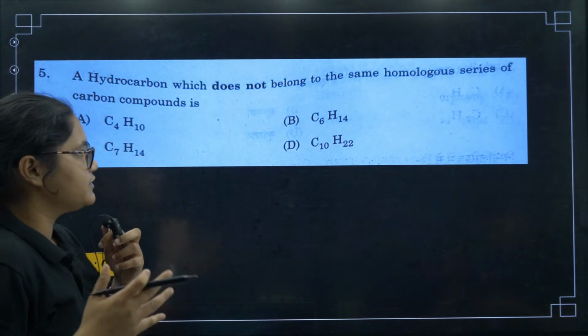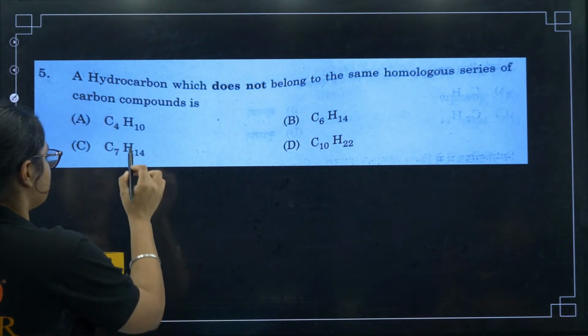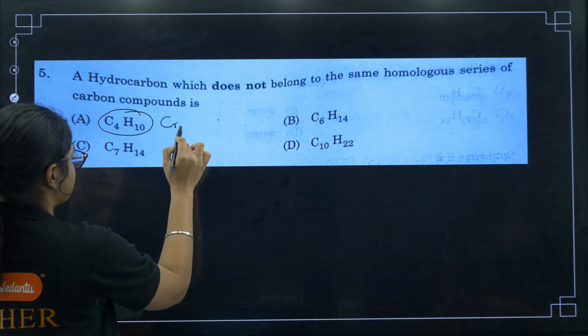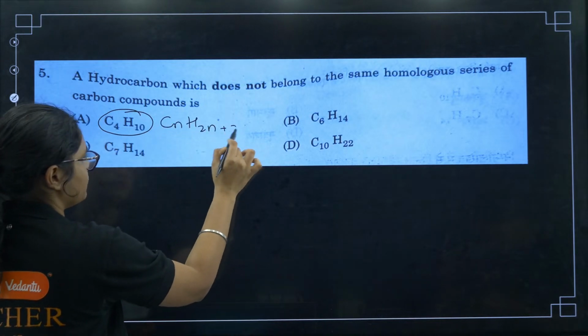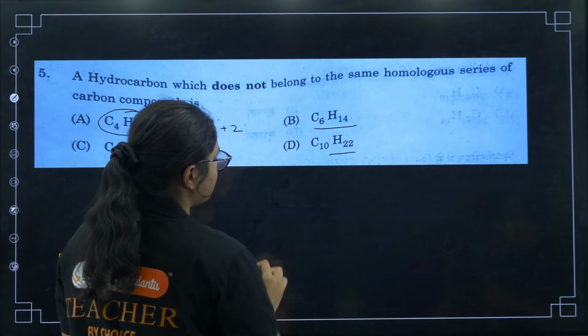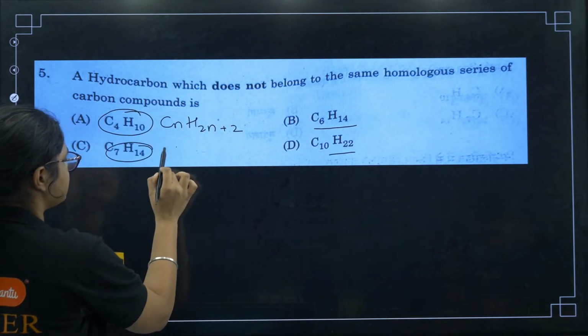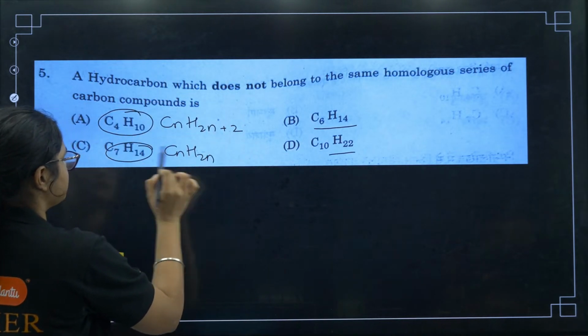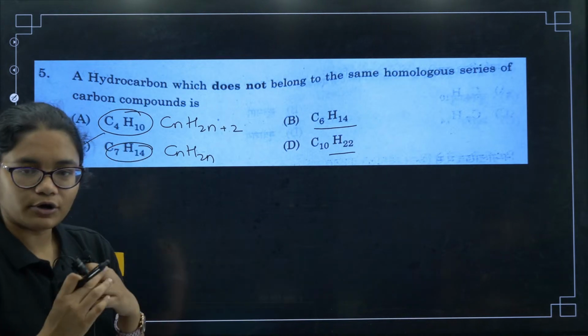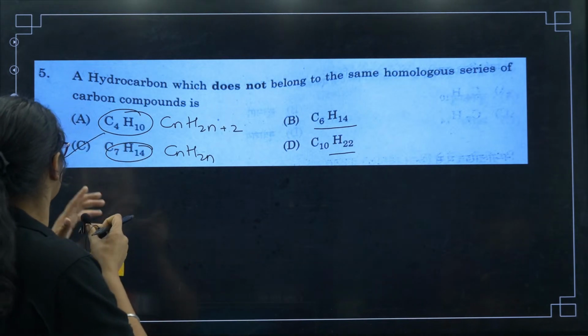Next, the hydrocarbon which does not belong to the homologous series. If you find a general formula, it is CnH2n+2, right? This also follows, this also follows. But here, this is CnH2n, right? So this cannot be a member of the homologous series. So option number C here.